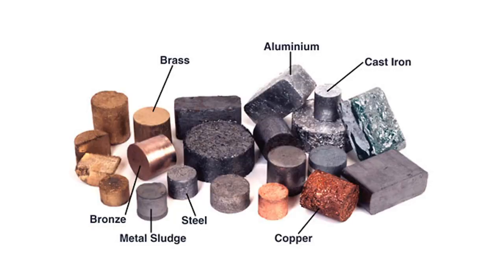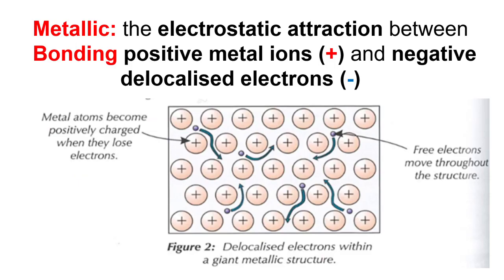And now finally we're nearly finished, we're nearly there, metallic bonding, okay? So here's a load of metals. As you can see, they're all solids. Why are they solid? There must be some strong forces. In metallic bonding, there is electrostatic attraction between the positive metal ions and the negative delocalized electrons. That's what metallic bonding is.